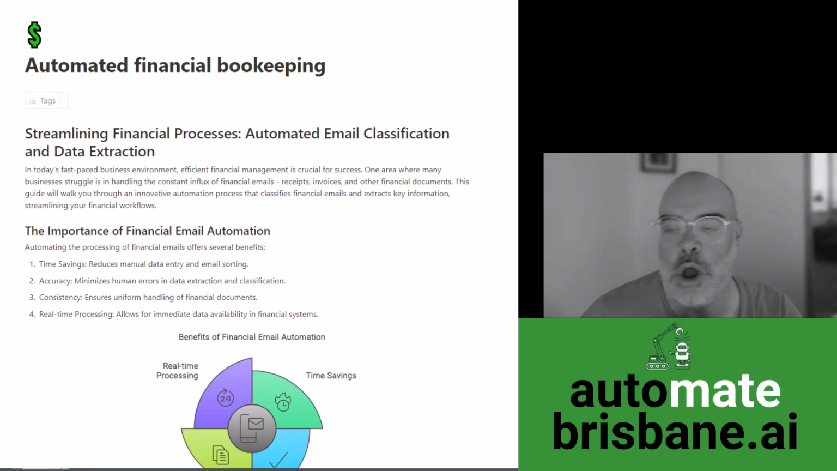Okay, so following on from the previous video about labeling of emails, this one is about the automation of bookkeeping and financial record keeping. Once the email that comes in is labeled as financial after it's read, then it gets sent off to this AI assistant or AI mate.